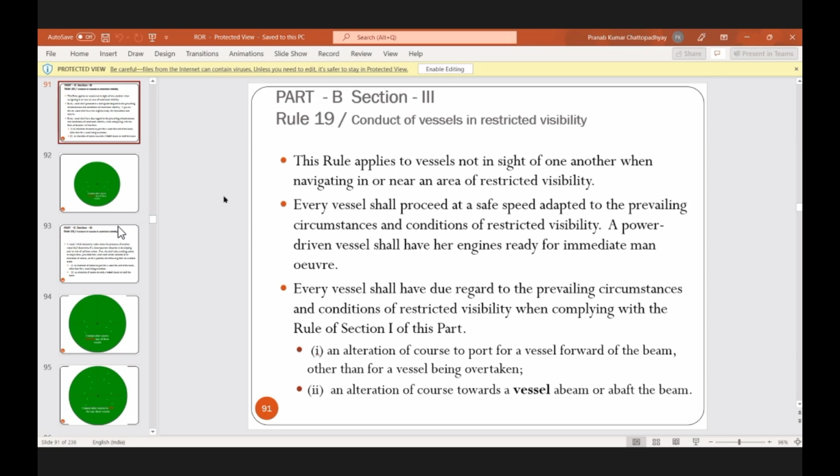Uska matlab kya hai? In restricted visibility, can you alter course to port for a vessel forward of the beam other than for a vessel being overtaken? Yes or no?